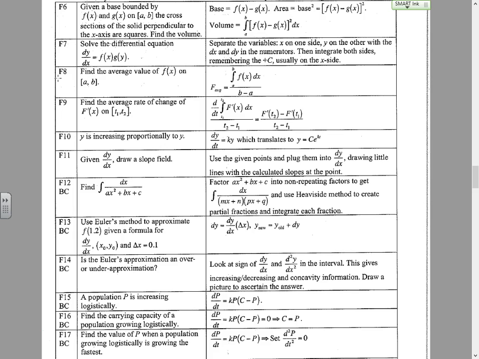Partial fractions on F12, right? You just write partial fractions. Yeah, that's what I wrote. Totally fine. The Heaviside method is the cover-up method, the thumb rule, the thumb trick.